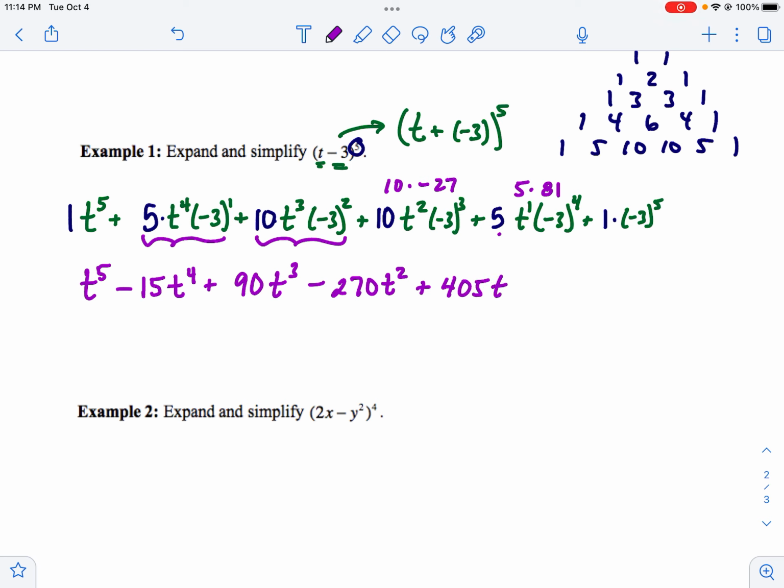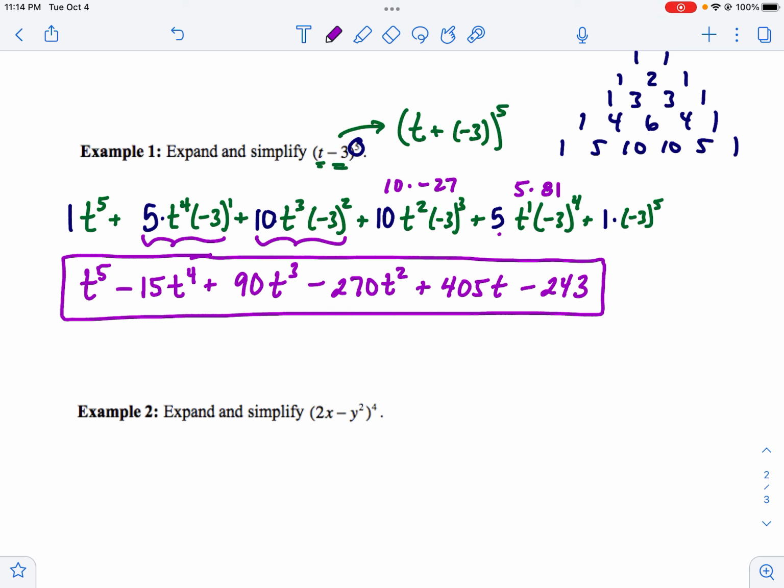So notice that when I get done here, because of the simplifying, I don't actually see the Pascal numbers anymore, because they've been multiplied in with other stuff, but that's my final answer.